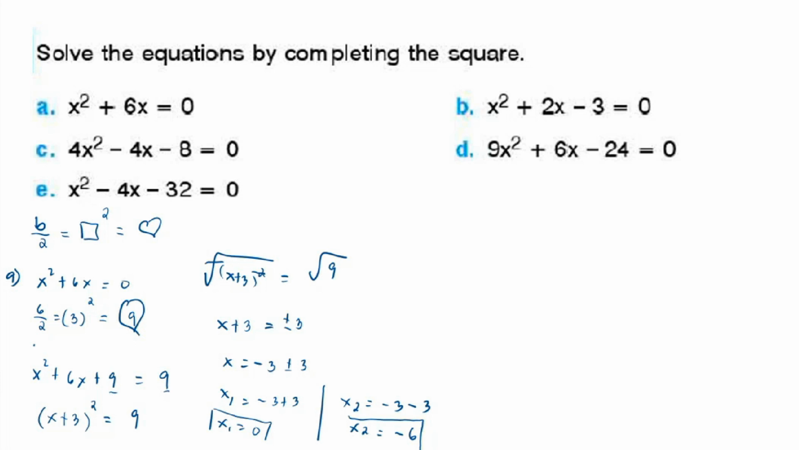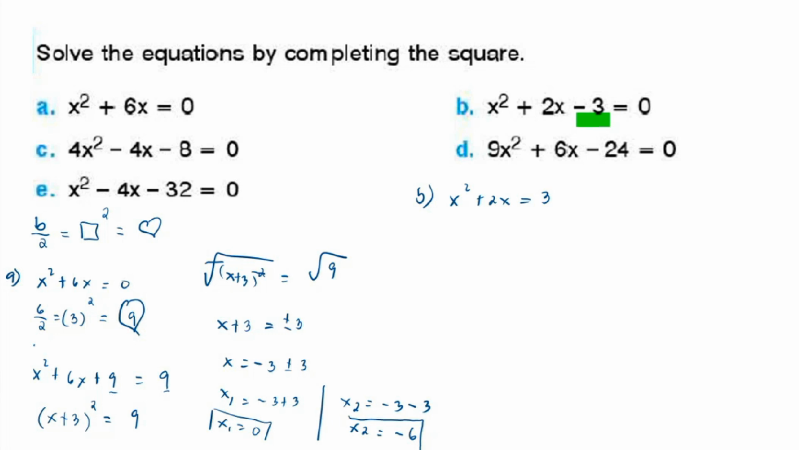So for letter B, we have the value of C, which is now negative 3. In our previous example, the value of C here is 0. Now, if the value of C is greater than 0, first of all, you're going to transpose it to the right-hand side. So, following what I have said, we have x squared plus 2x, transpose the value of C on the right-hand side, becomes x squared plus 2x equals 3. Okay, and then this is now similar to the first example.